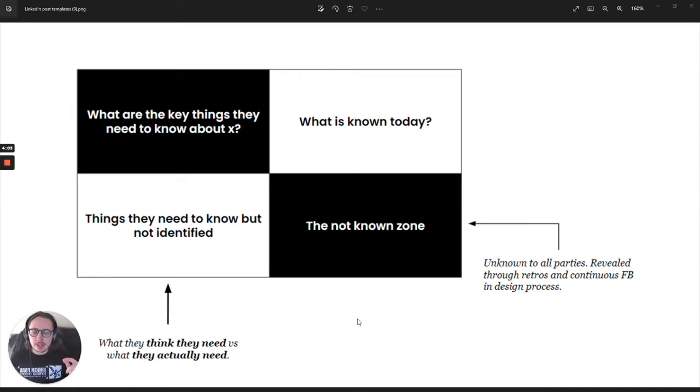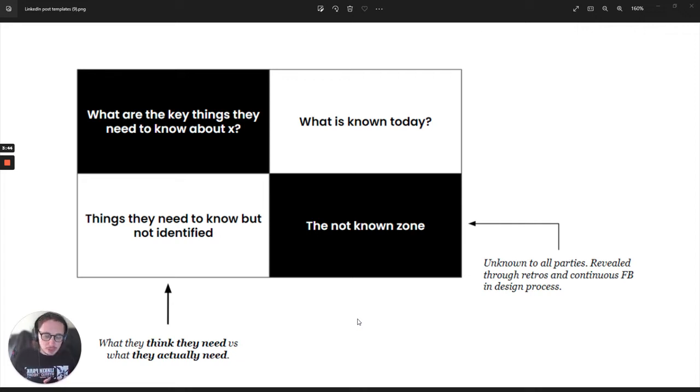And it's really great to get an assessment of what is known today. So what do these people know today about this topic? Do they know its importance? So not just the content, the importance of it, how it supports them in their role, and how it supports them potentially in their future growth.